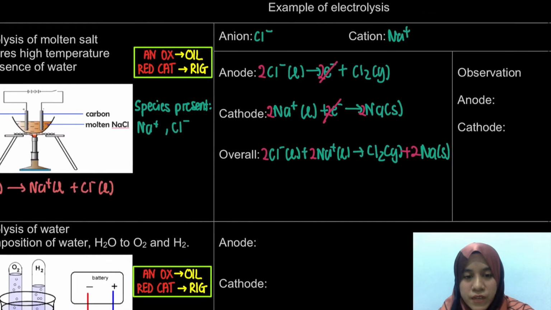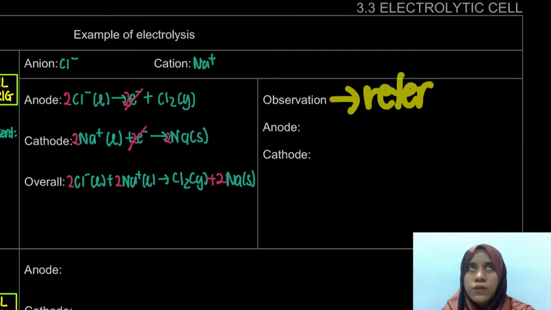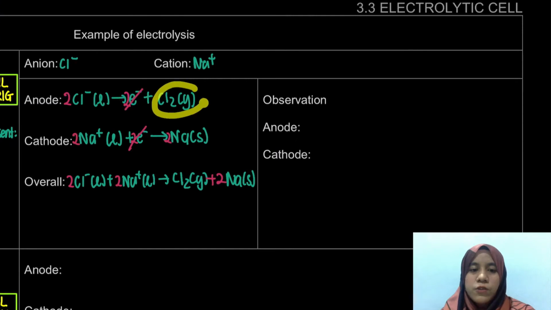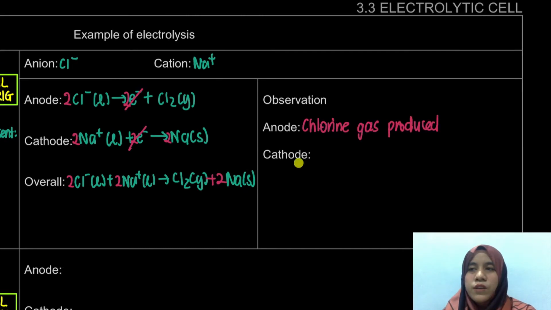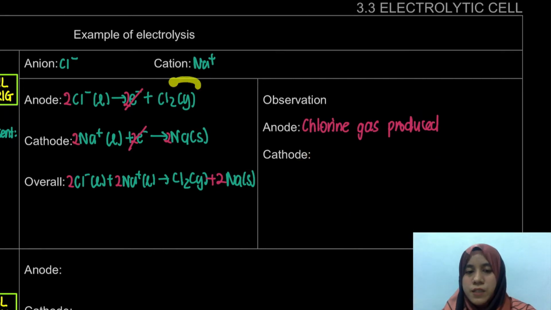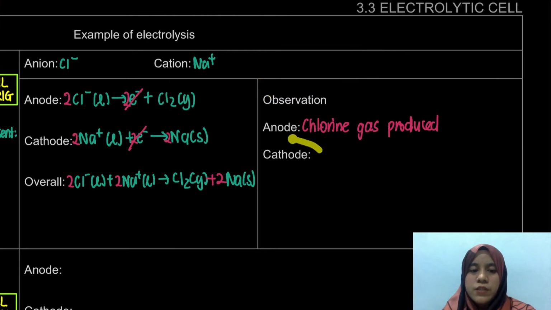Okay, observation. How to write down the observation? For observation, you will refer to the product of your equation. Electron is not included. So here we have chlorine gas. So you have to write down chlorine gas is produced. So it's fine just like that. You don't have to include the green color, no need. Just based upon the equation itself. Straightforward.